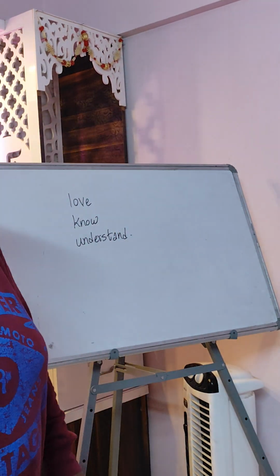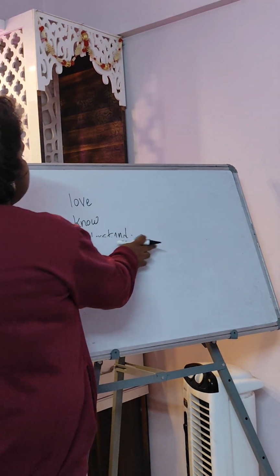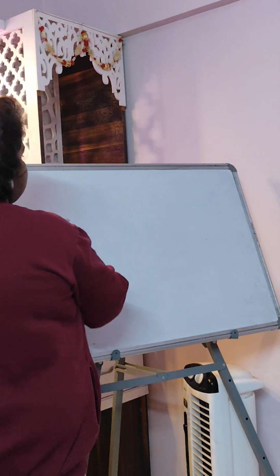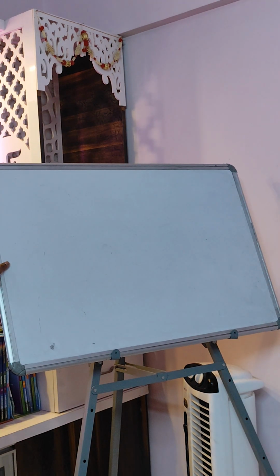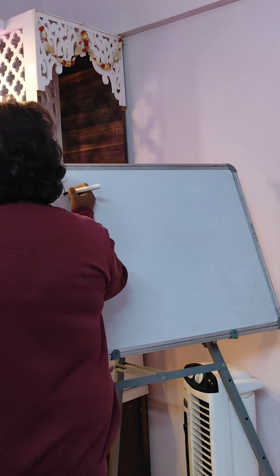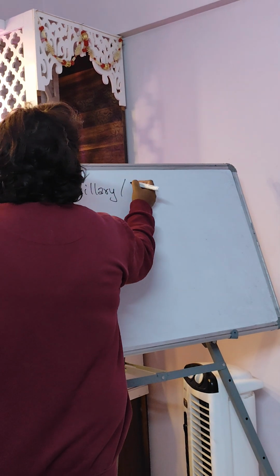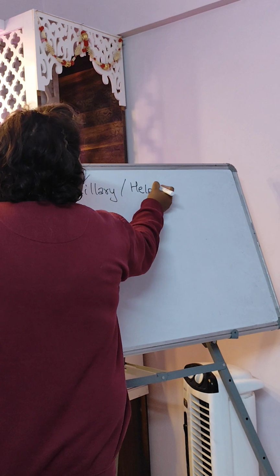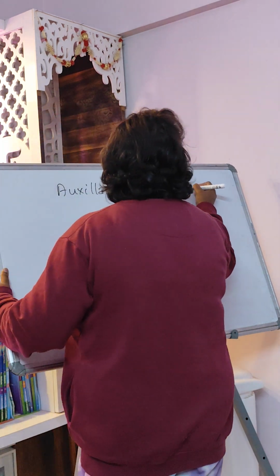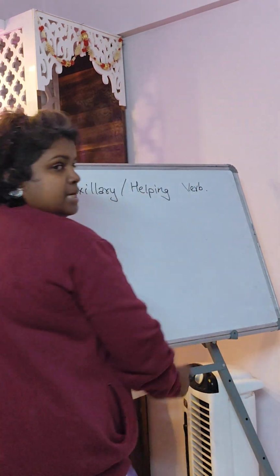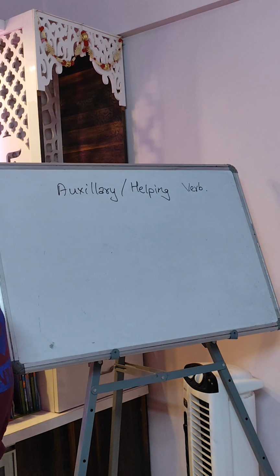Okay, let's move to the third type, which is helping verb, also known as auxiliary verb. This is the easiest of the lot. Auxiliary verb, also known as helping verb. Why do we call them helping verb? Because it helps the main action in the sentence.